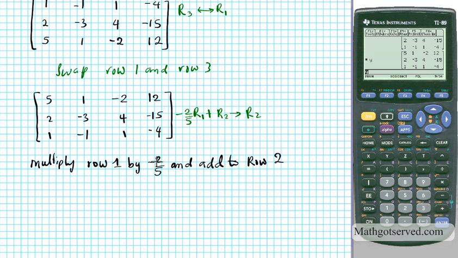Why on earth am I multiplying by negative 2/5? Because if I multiply, look at this 5. If I multiply 5 by negative 2/5, what happens? It becomes the opposite of this, right? Because 5 times negative 2/5, the 5's cancel out, is negative 2. And if I combine negative 2 with 2, I get 0. And that's what I wanted. I want this to be a 0. Okay, so that's the goal.